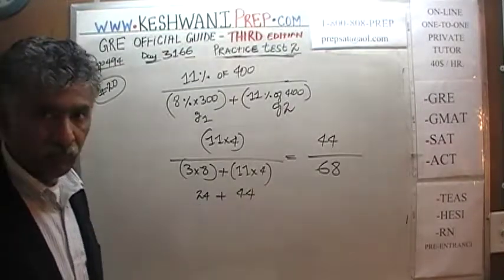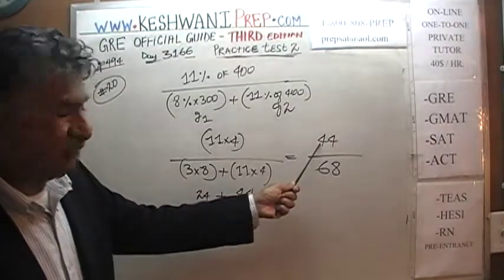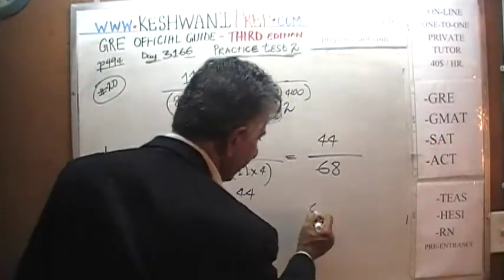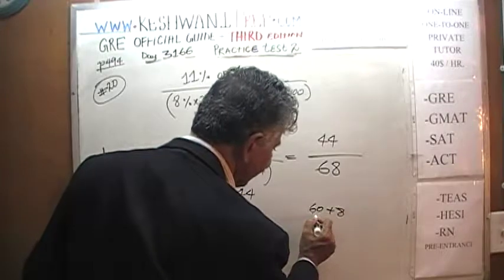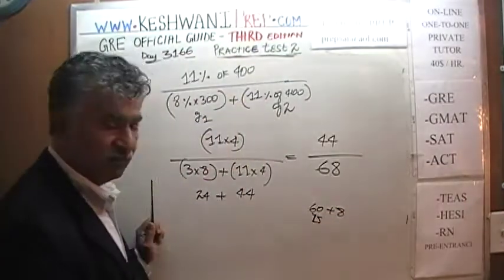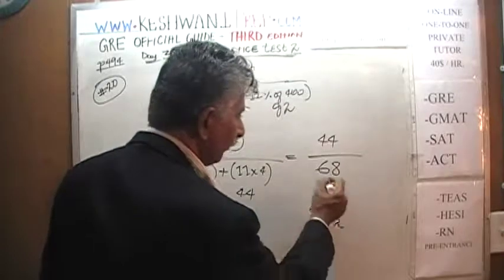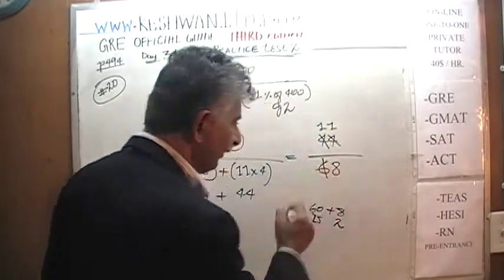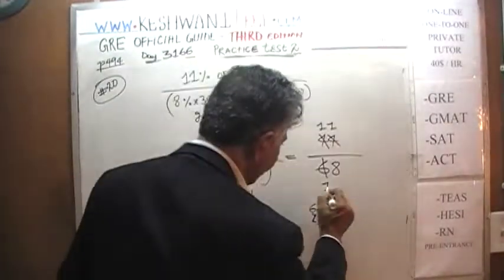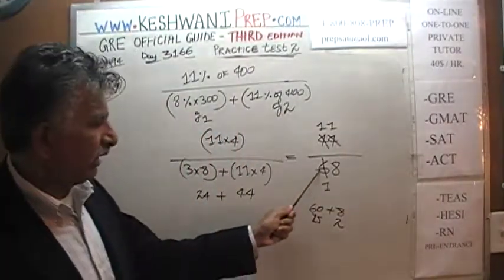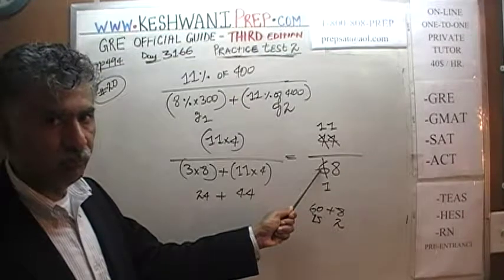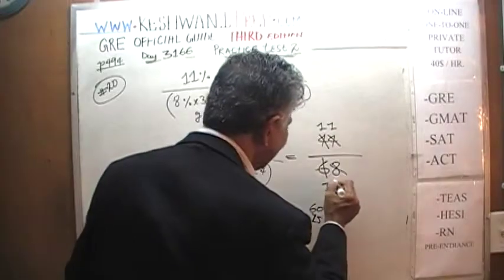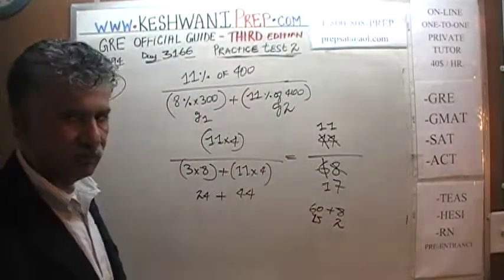Just divide top and bottom by 4. How do we know that? Well, top is definitely divisible by 4. How do we know 68 is divisible by 4? Because 68 is simply made up of 60 plus 8. And 60 has 15 fours, and 8 has 2 fours. So if you divide top and bottom by 4, 44 has 11 fours. How many fours does 6 have? 6 has 1 four. After we take away 4 from the 6, we have a remainder of 2. What happens to the 2? 2 goes and joins the 8 and becomes 28. And 28 has 7 fours. So as you can see, 15 plus 2 is 17.